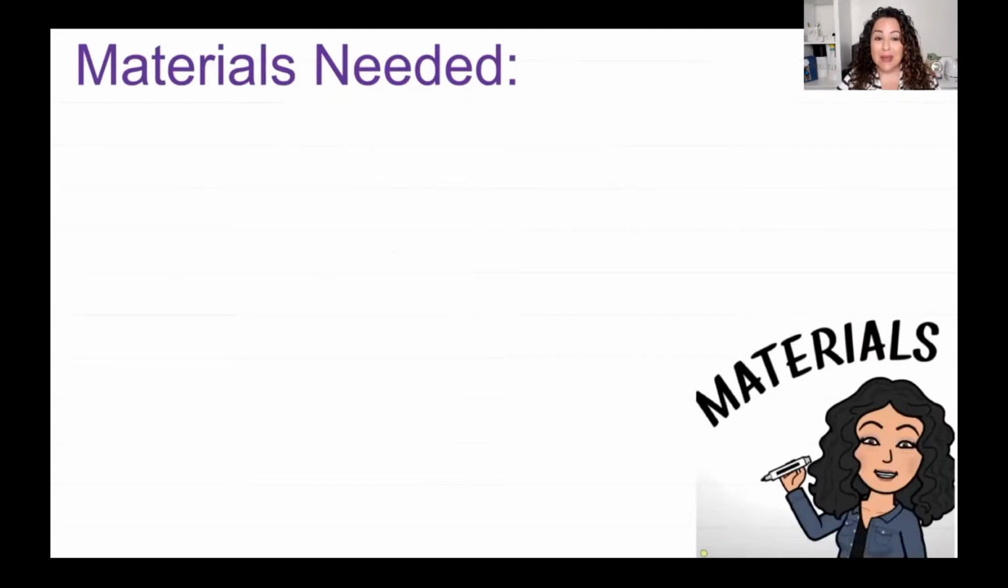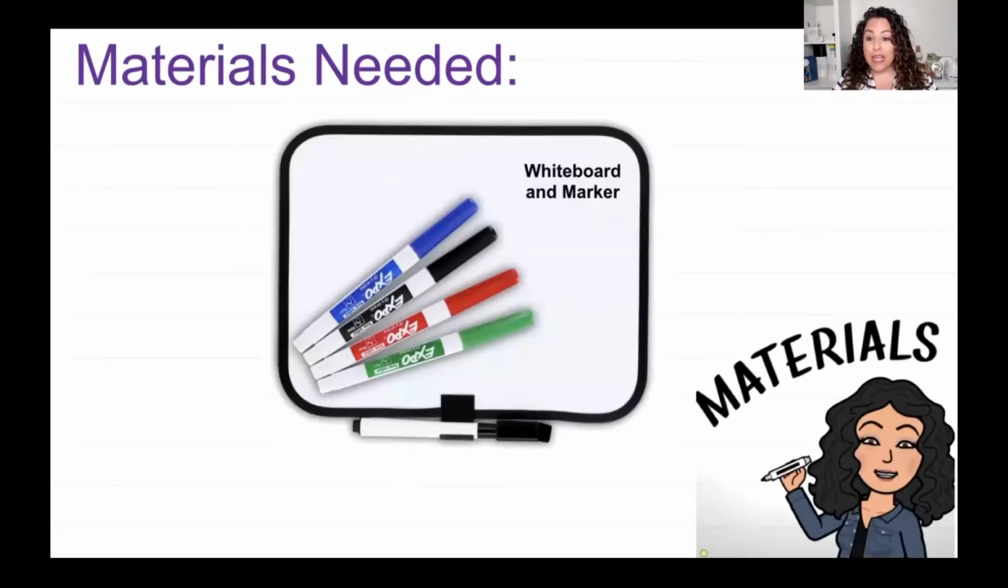All right, so we're going to need some materials for our lesson today. Today I want you to use a whiteboard and a marker. And if you don't have a whiteboard, use a piece of paper, use a sheet protector, whatever you have, because today we're not going to quite use those place value chips. We're going to focus on our drawings with our dots.